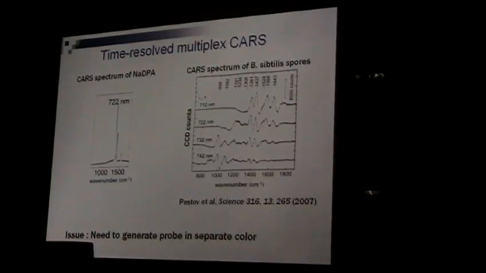Actually, this group just concentrates on bacteria spores, like anthrax spores, and they want to look at the dipicolinic acid coating of this anthrax spore. So they demonstrate they can see that in almost a single shot. And here, because they don't have that wide bandwidth, they basically scan the Stokes like this to show they can detect all these peaks, right?